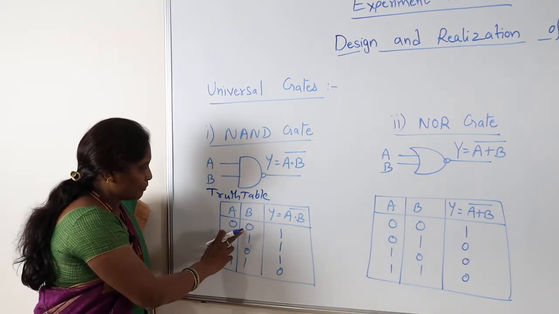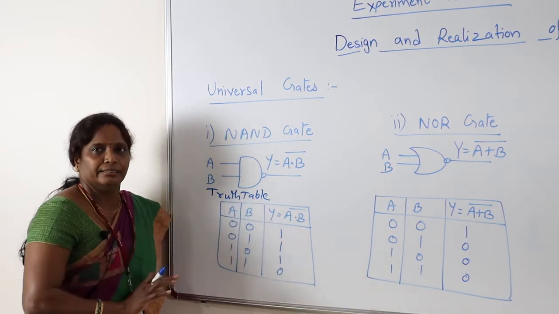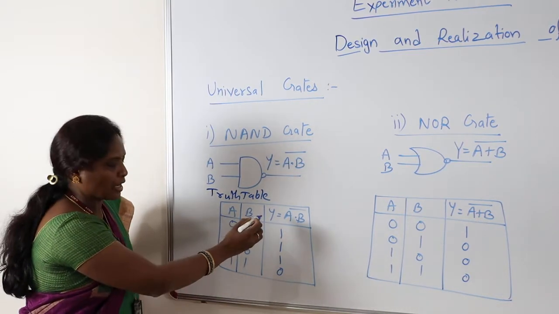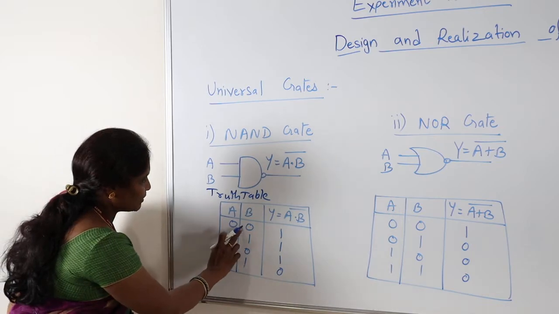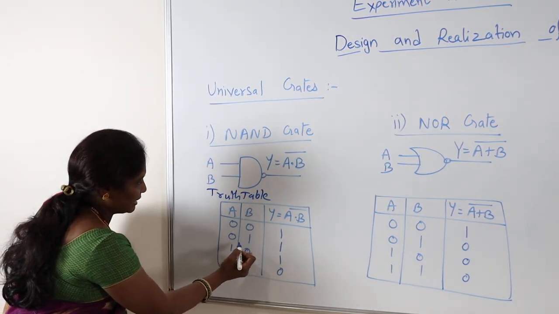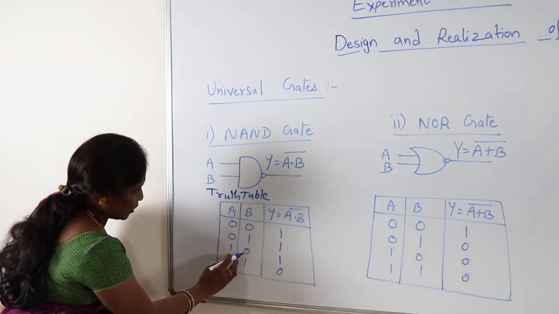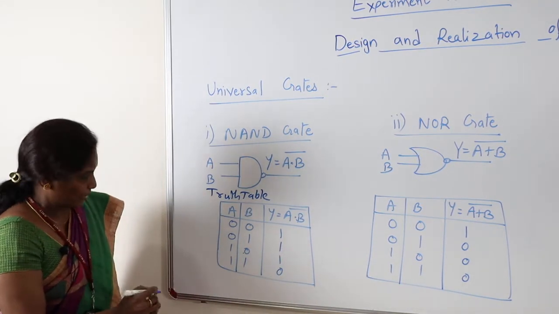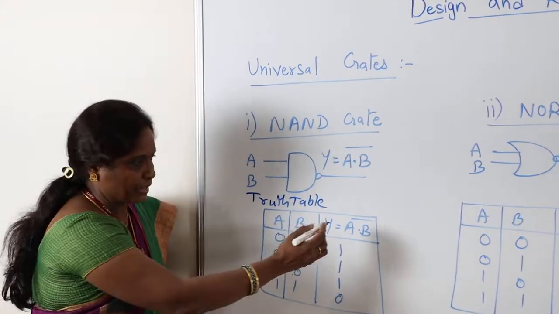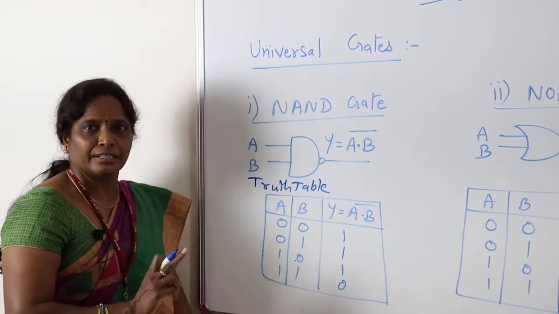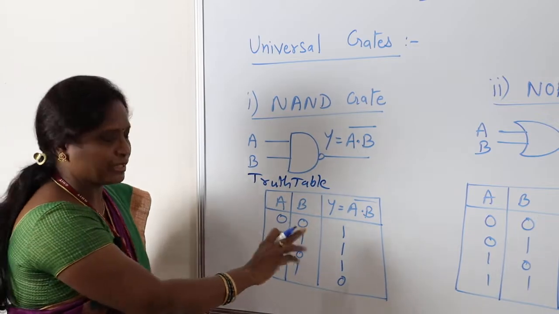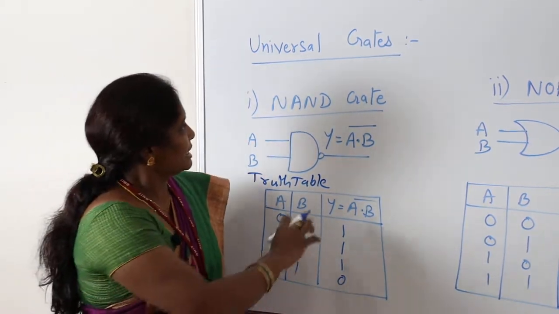If any one input is low, the output is high. For NAND gate, this is the NAND condition. If any one input is low, output is high. So when both the inputs are low, output is high. If A is low and B is high, output is high. If B is low, then output is high. And in the last combination, A and B both the inputs are high, so output is low. So we have to remember the NAND condition: if any one input is low, the output is high. This is about the NAND gate.